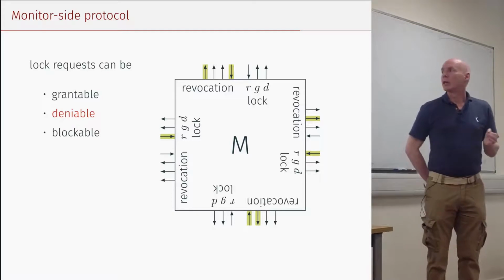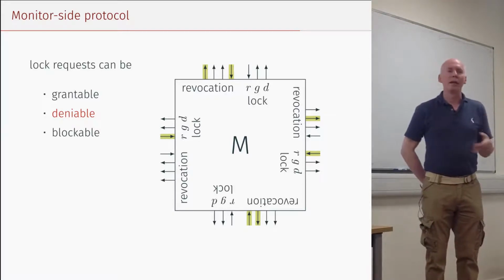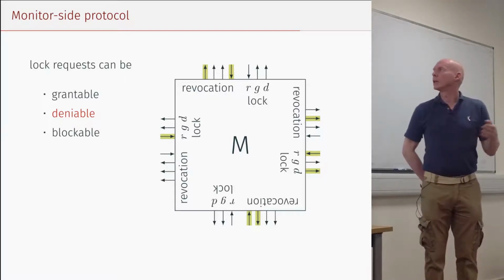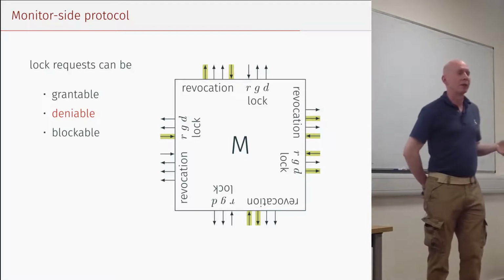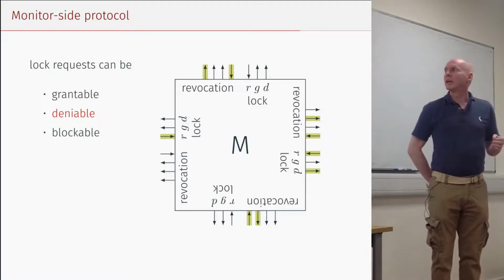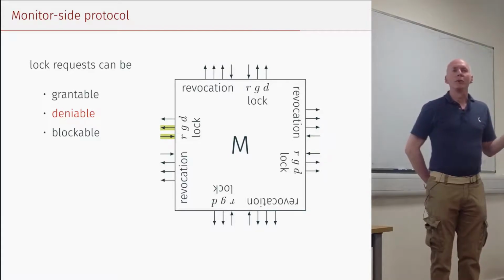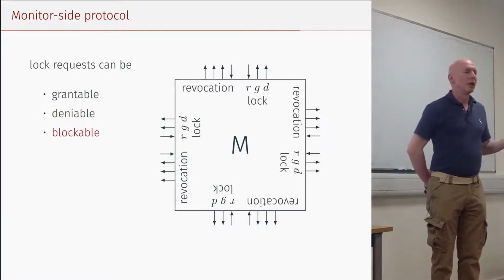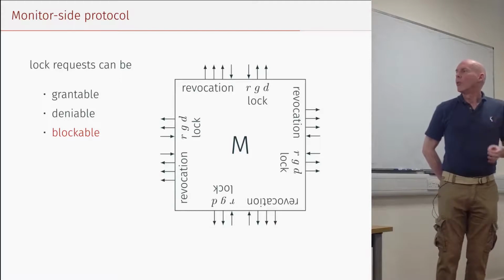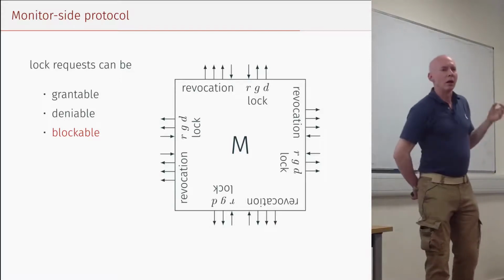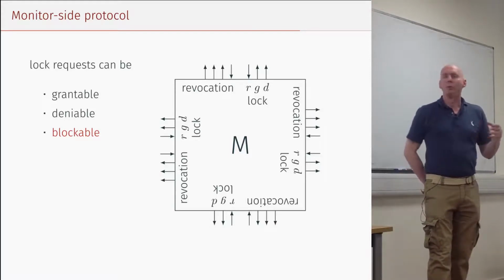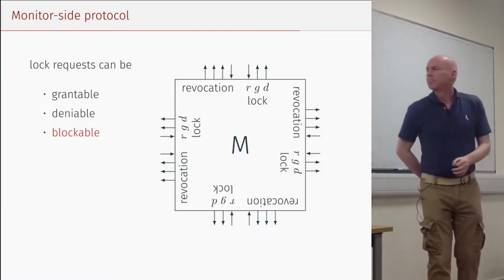So this is the time when it's appropriate for the monitor to deny that request and then wait until it receives the revocation acknowledgement. At this point, it can then go ahead and grant the lock that it's been planning to grant. The lock is released and it acknowledges the release. So one more case. What about when it needs to block a lock request? This is a little bit more complicated, but let's see.